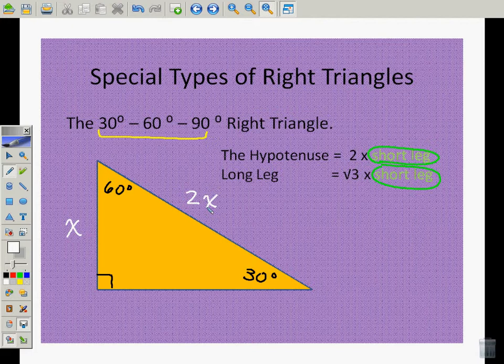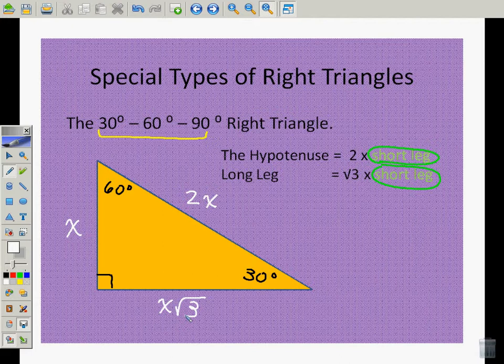Okay, so the long leg, because we already have the short leg as x, is going to be the square root of 3 times the short leg. And we'll write that as x times the square root of 3. Okay, so it doesn't matter what x is. If we have a 30, 60, 90 degree right triangle and x happens to be 2, then I have 2 for the short leg and 2 times the square root of 3 for the long leg. Okay, so that's how we work with that.